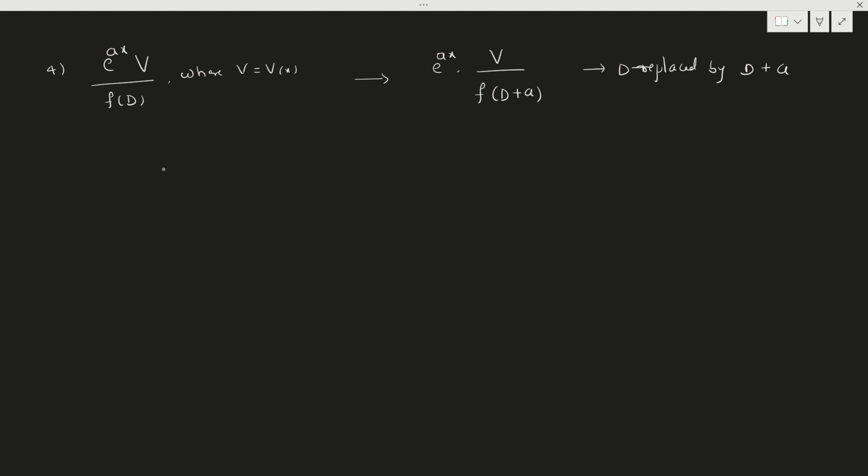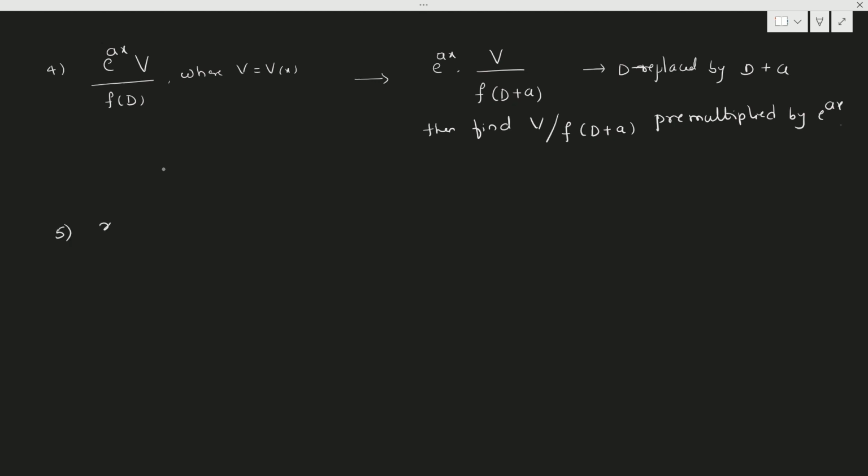Then we find v divided by f of D plus a, and this is multiplied by e raised to ax. First we replace D by D plus a, then we find v by f of D plus a, which will be pre-multiplied by e raised to ax.